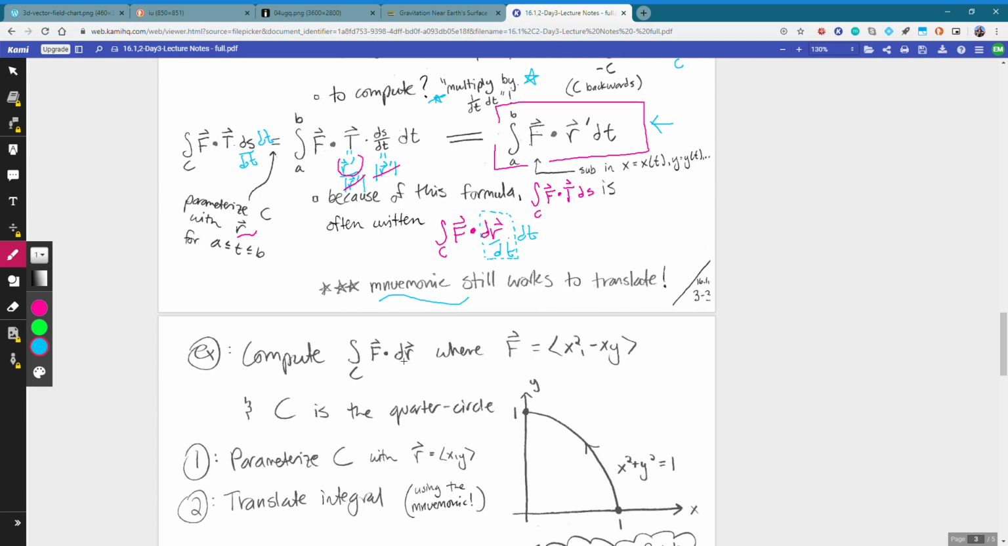All right, so here we go. Let's compute this line integral for a vector field f, where the vector field f takes this form, and C, our curve, is this quarter circle, starting from the bottom and moving to the top.